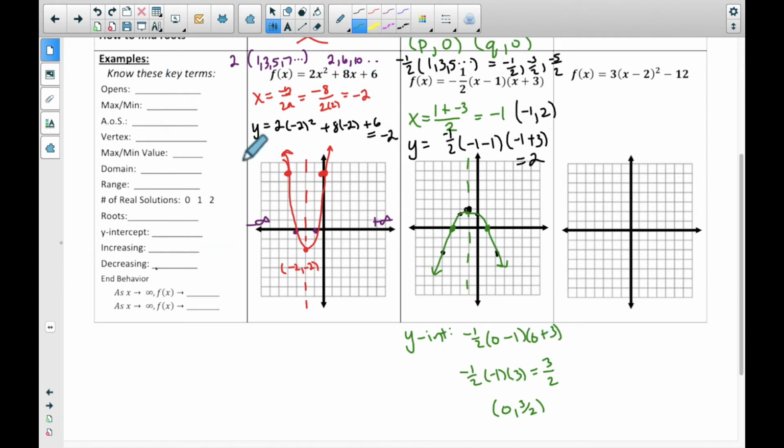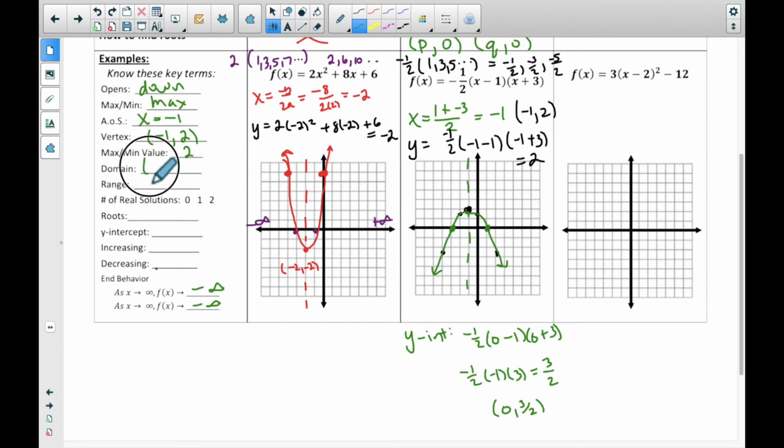And if we come over here, we can answer these questions. This one opens down because it's negative. If it's opening down, then the end behavior has to be negative infinity on both of them. It does have a max point because of that. We did calculate the axis of symmetry by averaging, and that came out to be negative 1. And then we plugged that negative 1 in, and we got the vertex of negative 1, 2. Our max value in this case is the 2. Again, it's just the y value.